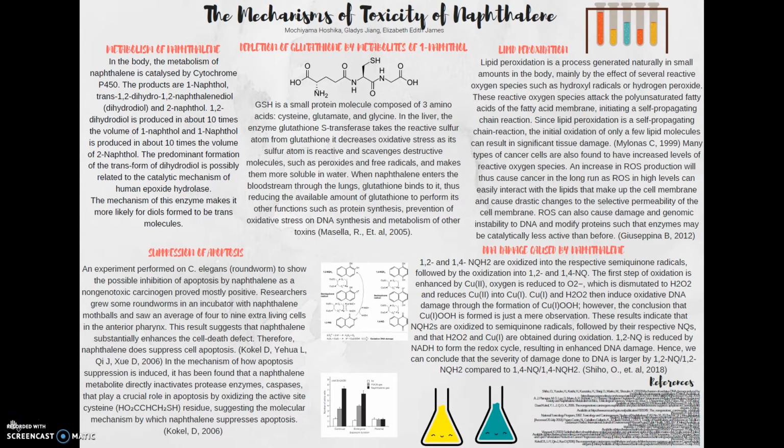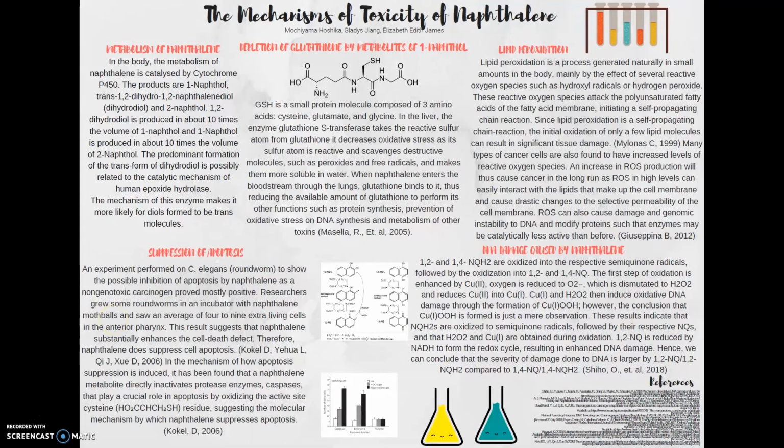An increase in ROS production will thus cause cancer in the long run, as ROS in high levels can easily interact with the lipids that make up the cell membrane and cause drastic changes to the selective permeability of the cell membrane. ROS can also cause damage and genomic instability to DNA and modify proteins such that enzymes may be catalytically less active than before.